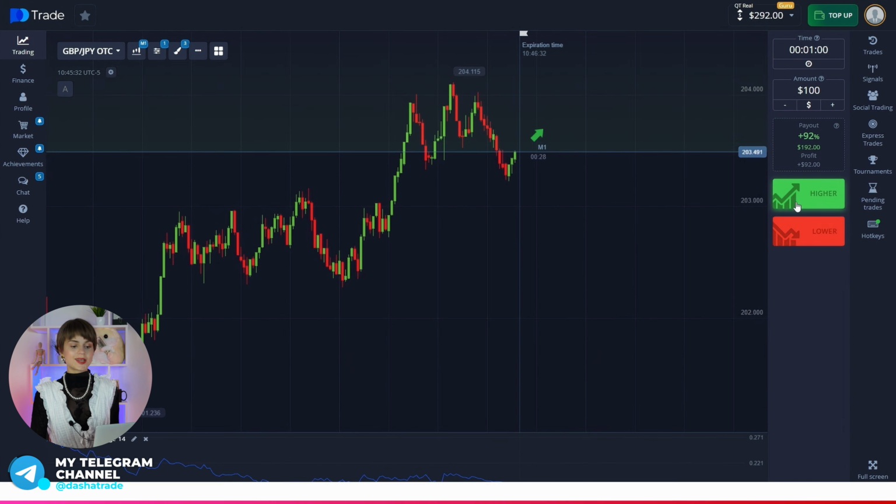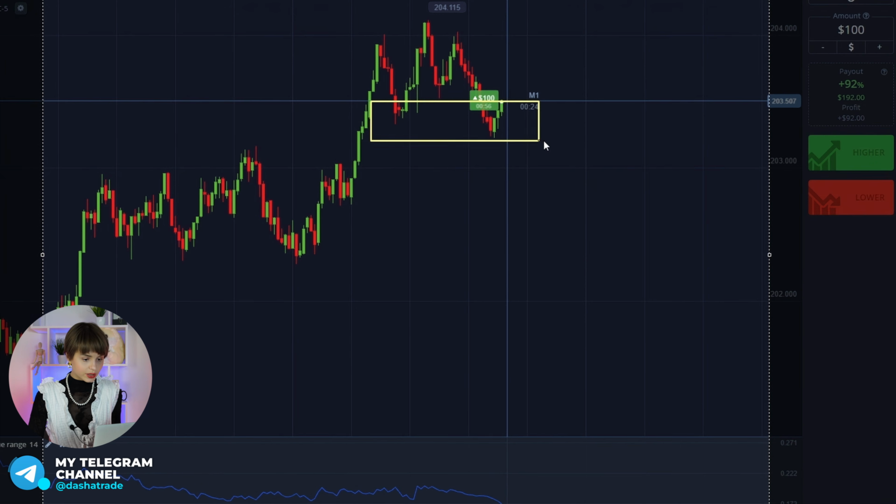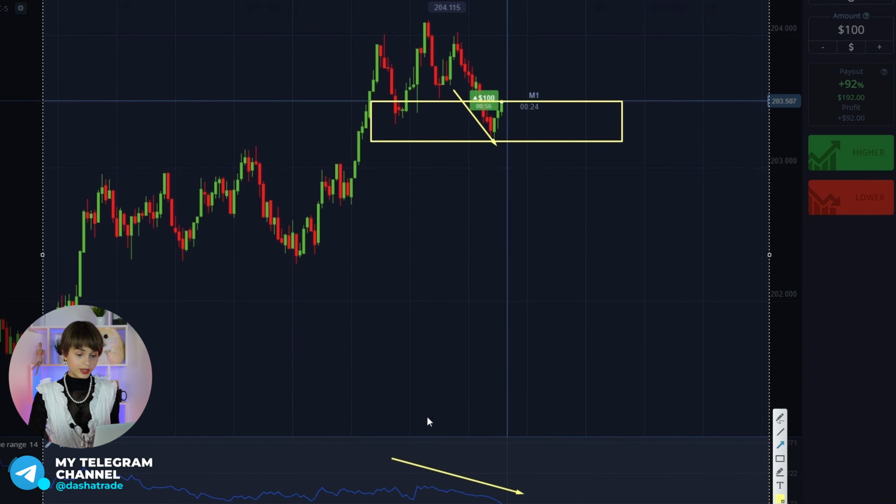I open a deal with higher for 1 minute. In this case, I see the price reached the support zone. Besides that, while reaching this area, I see ATR was falling, and it means a rolling back movement will proceed from this level. By the way, this movement has already started, you can see.